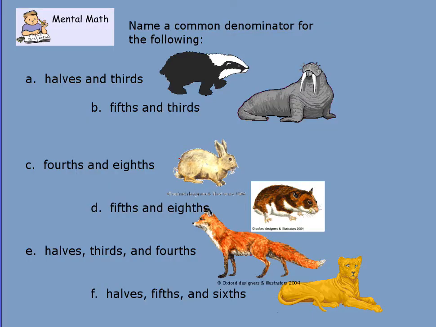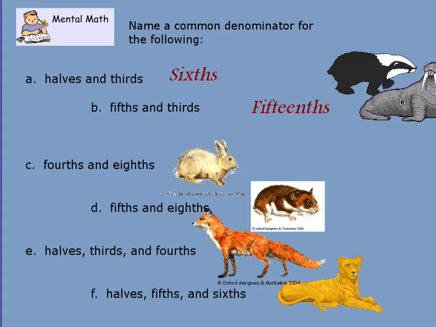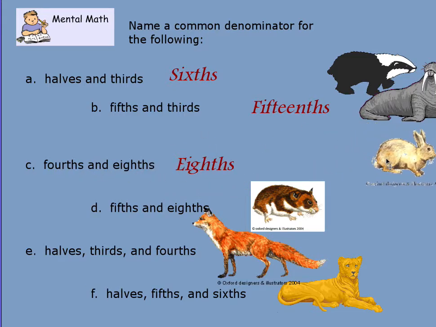All right, warming up our brains. Name the common denominator for the following. What do halves and thirds have in common? It's 6. What do fifths and thirds have in common? 15ths. What do fourths and eighths have in common? Eighths. What do fifths and eighths have in common?